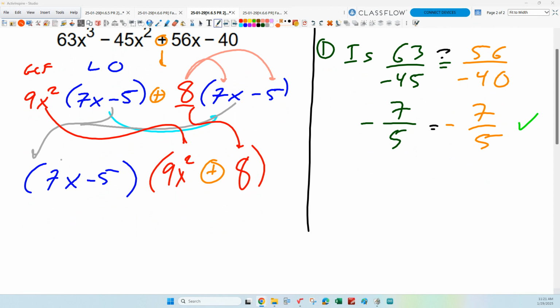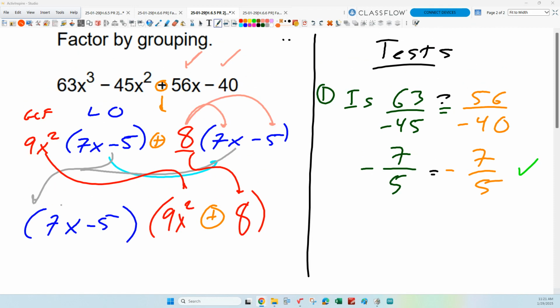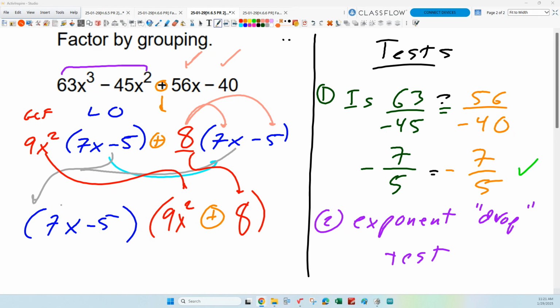What's test 2? What is it? Yeah, the exponential drop test, right? Does the exponent drop by the same amount in each group? What's the exponential drop in group 1? Yeah. What's the exponential drop in group 2? 1.